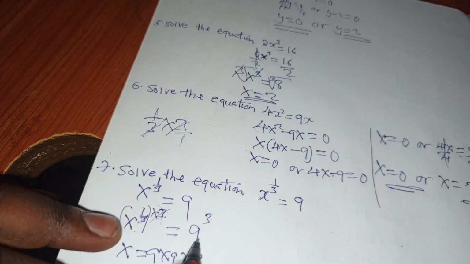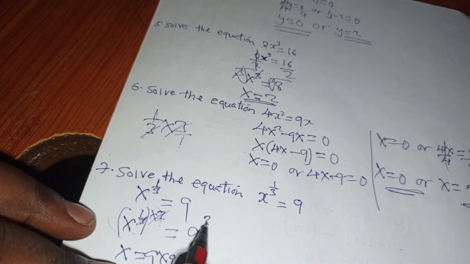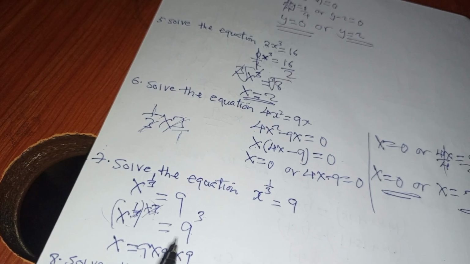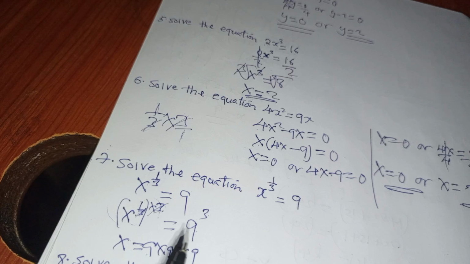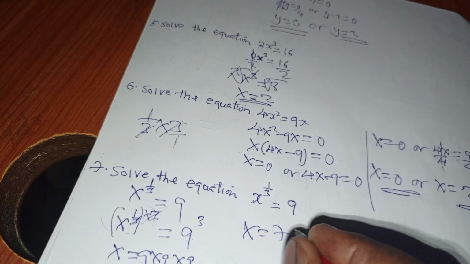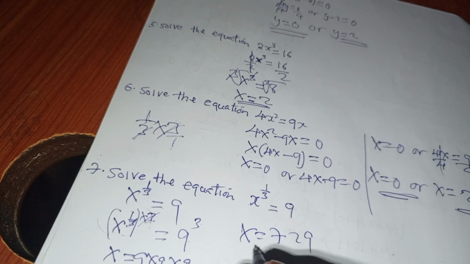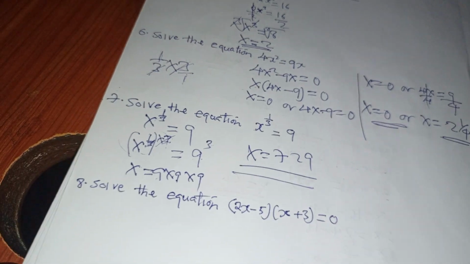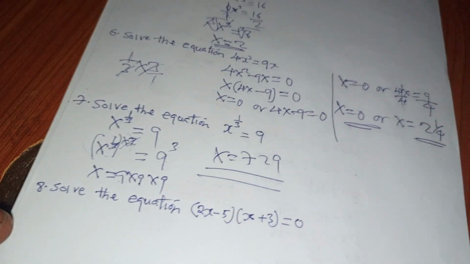So I'll remain with x equal to 9 to the power 3. So 9 times 9 is 81. Then 81 times 9, the answer is 729. So x is equal to 729. The final answer here. Then I'll go to the last question.